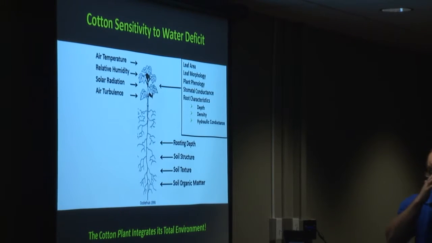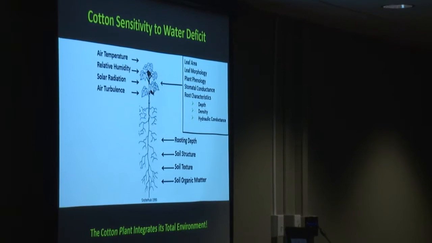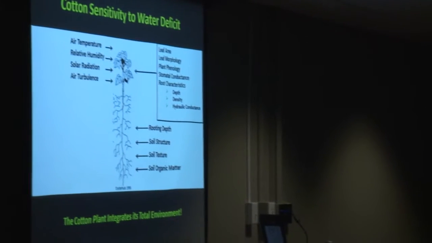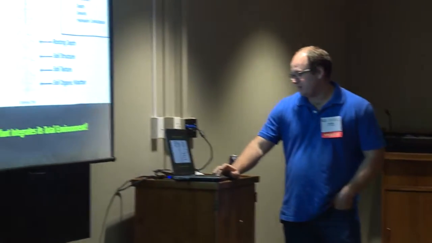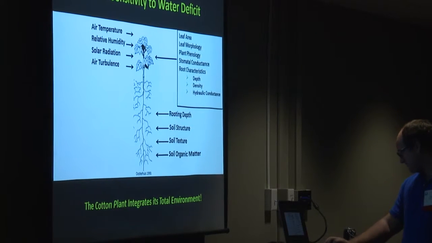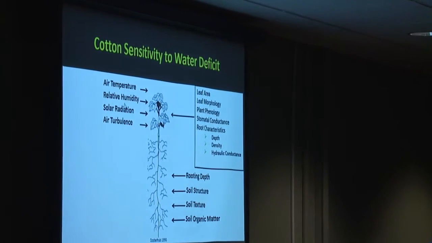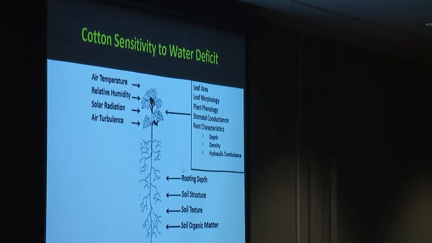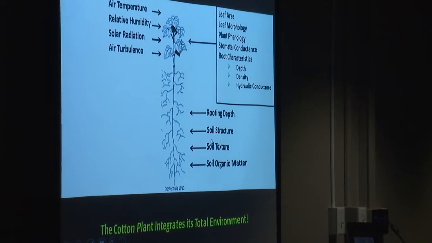So from my perspective as a physiologist, one of the best sensors we can use to tell whether the crop needs to be irrigated is the crop itself. So yeah, atmospheric factors determine crop water use, and then of course soil characteristics. But what are some other things that affect crop water use?